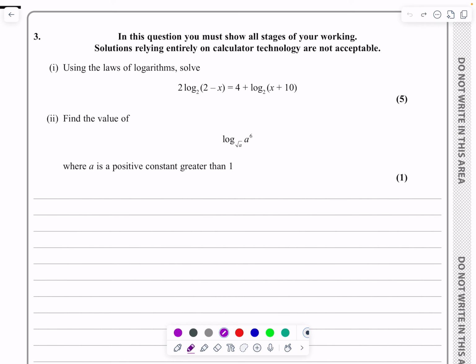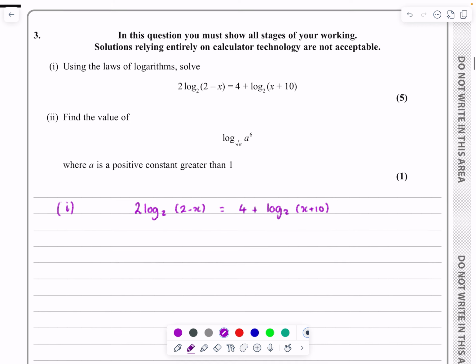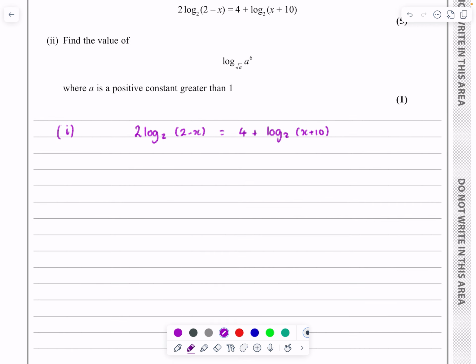So let's write it down. So we've got 2 log to the base 2 of (2 minus x) is equal to 4 plus log to the base 2 of (x plus 10). So the first thing I'm going to do is get both logs onto the same side. So 2 log 2 (2 minus x) minus log 2 (x plus 10) equals 4.